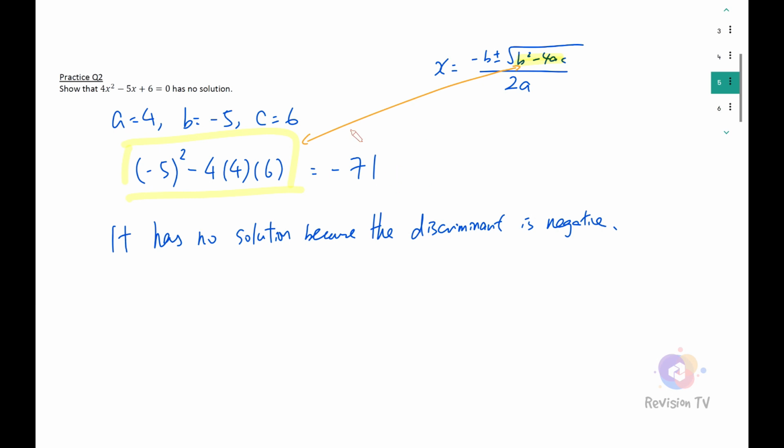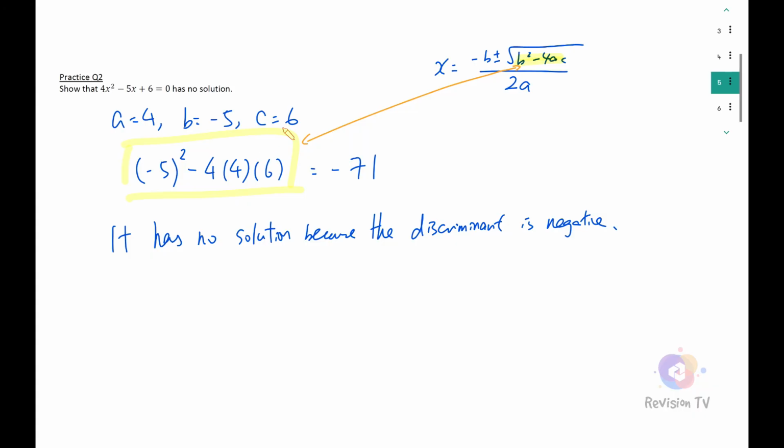So here's the solution. Or actually, should I say, here's the no solution. You can see I used b squared minus 4ac. In here, you get negative 71. It's no solution because the discriminant is negative, or you can say because you cannot square root negative numbers.